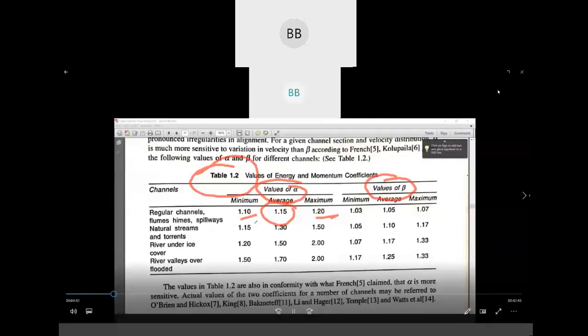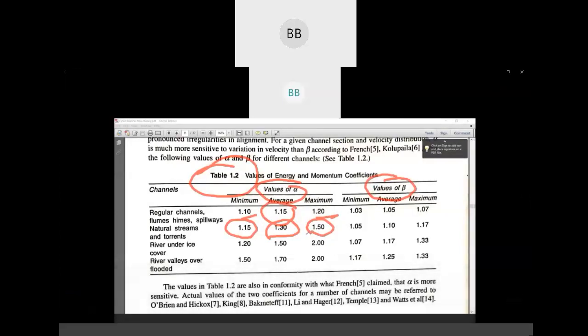Channel, natural streams. So we can consider those values directly, or we can calculate them also. How to calculate, we are going to discuss next. Okay. So here you can see they have given some values. The minimum momentum coefficient for a natural channel is 1.05 and the maximum is 1.17, and they have taken the average, they have given 1.10.